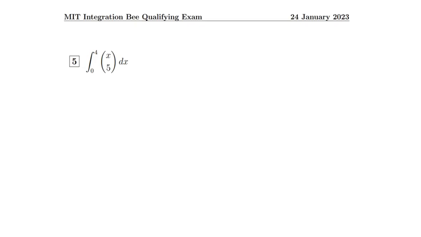In this one we will cover the fifth question from the 2023 MIT Integration B qualifying exam. We have the definite integral from 0 to 4 of x choose 5 dx. Now if you don't recognize the integrand, in which I said x choose 5, I will define that notation for you.